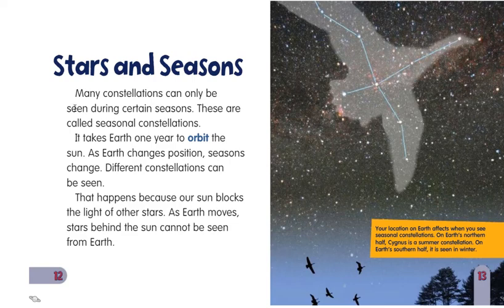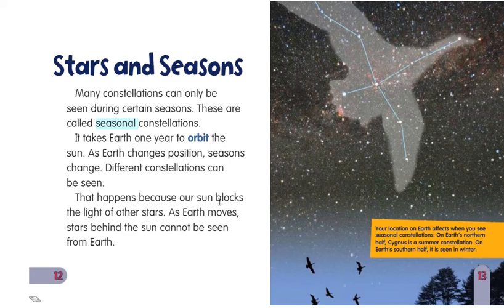Stars and seasons. Many constellations can only be seen during certain seasons, like summer or winter. These are called seasonal constellations. It takes Earth 1 year to orbit the sun. As Earth changes position, seasons change. Different constellations can be seen.